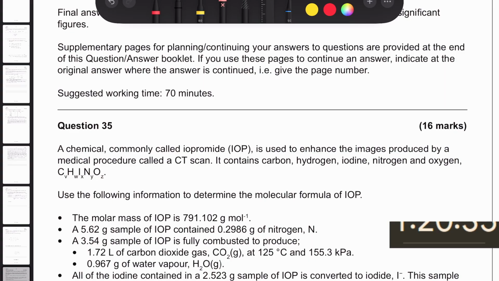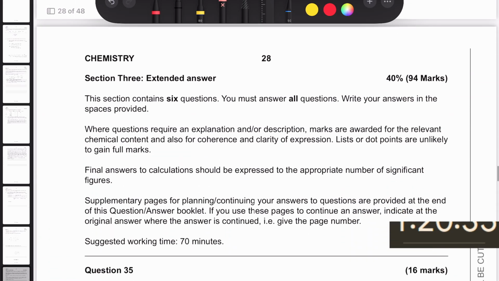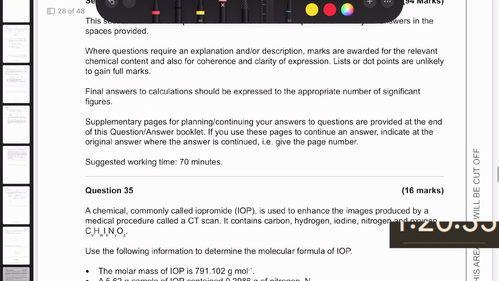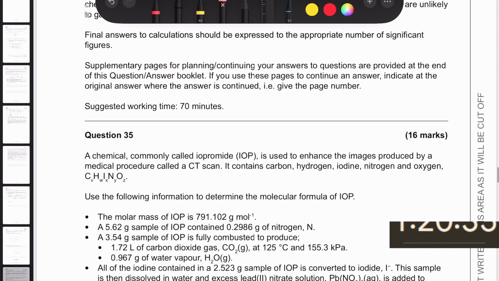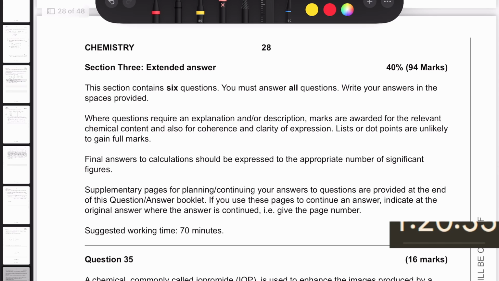So see ya. Welcome back, chat. We are back, we finished up to section 2 of the 2018 WACE exam, so we're just going to finish section 3 off now. We've got 80 minutes, suggested working time is 70 minutes, and the first question here looks like an empirical formula, so hopefully we can get this out a lot quicker than 16 minutes, so let's get started.